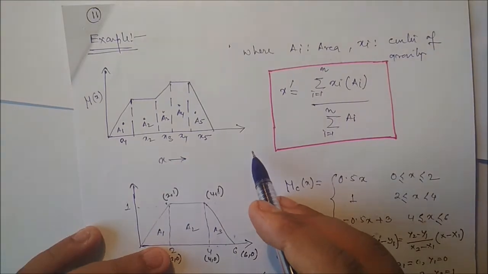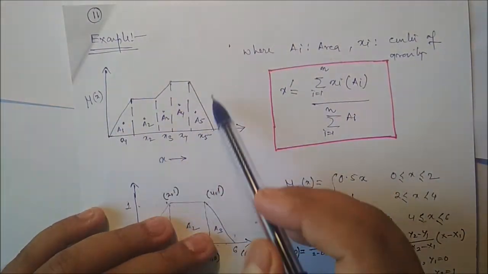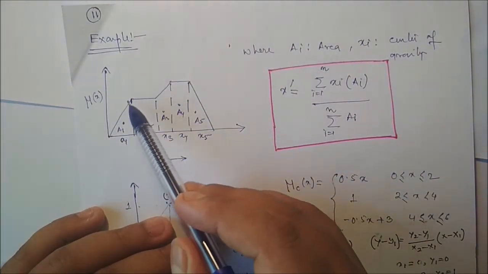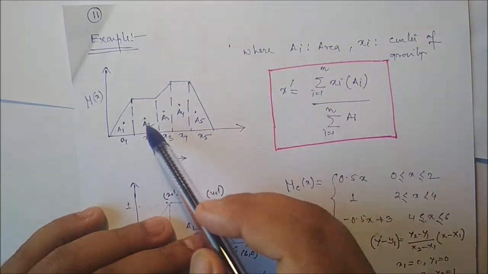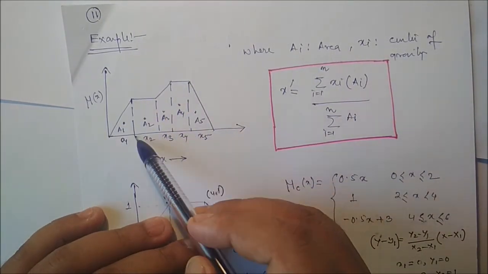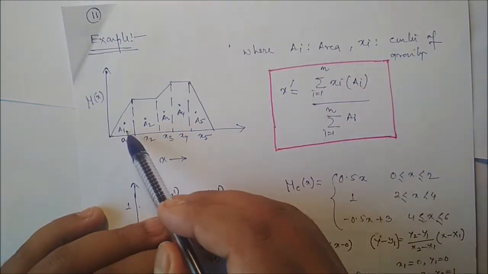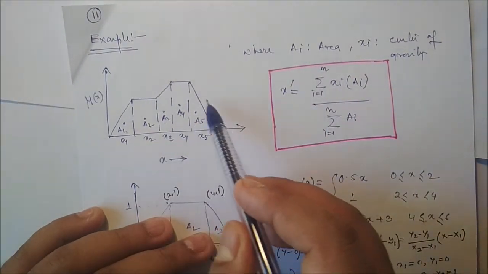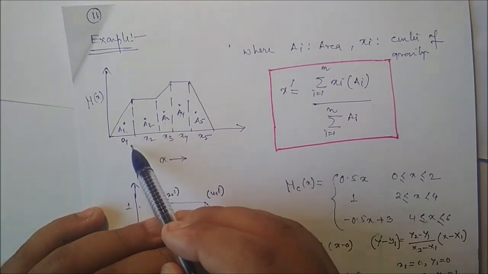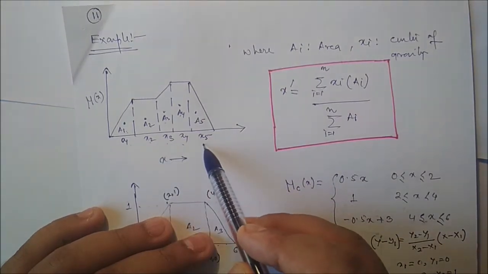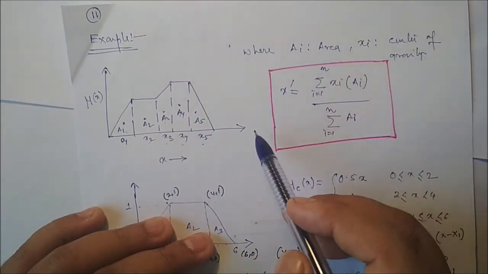So we can see an example. Here is the fuzzy output, and we divide this one fuzzy output into 5 parts: part 1, part 2, part 3, part 4, part 5. Here A1, A2, A3, A4, A5 are the areas, and x1, x2, x3, x4, x5 are the centers of gravity.